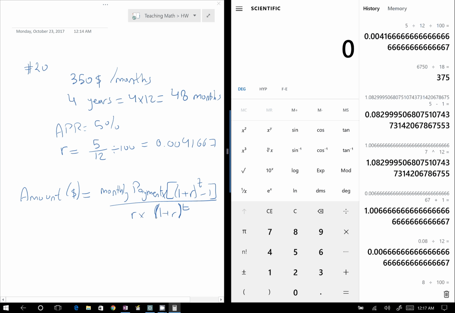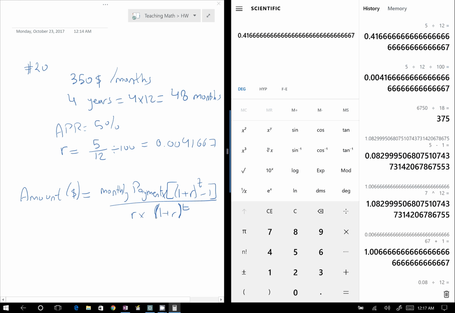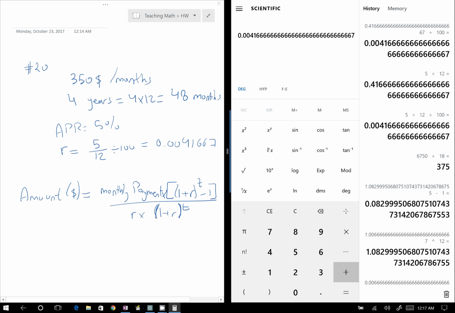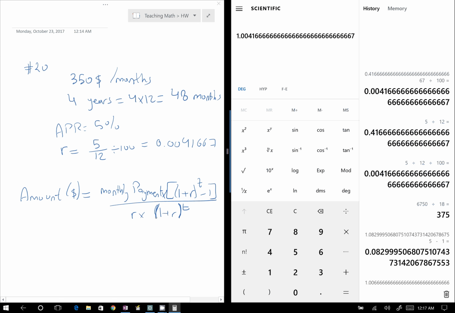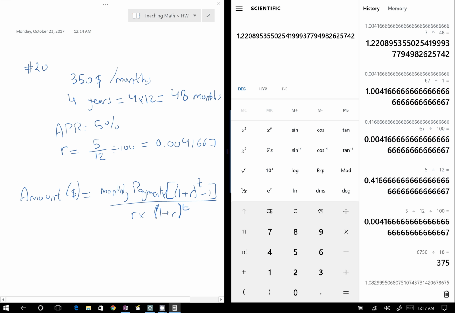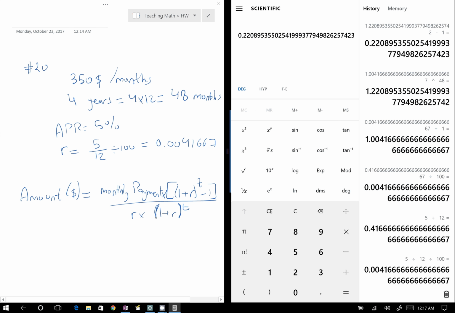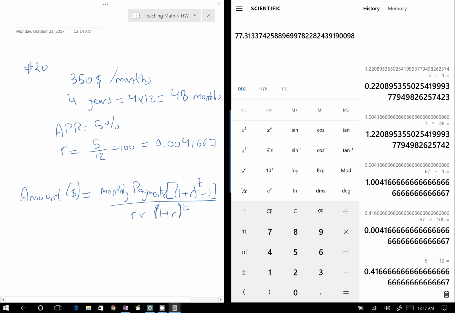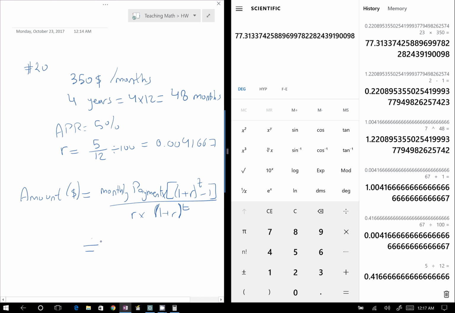So let me get my r again, divided by 100, add to 1, raised to the power t, which is 48, minus 1, multiplied by monthly payment, which is 350, and that's for the numerator, that's 77.3133.